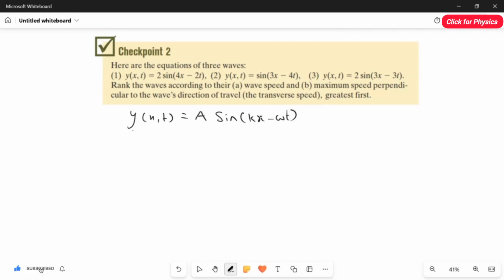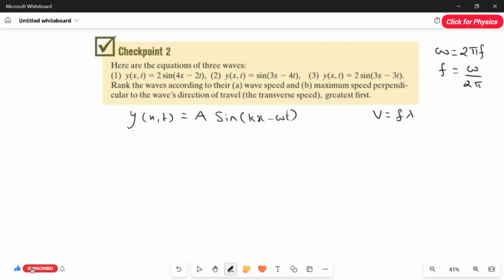Now we have to compare these three given equations with the general equation. So a represents the amplitude, k represents the angular wave number, and omega is the angular frequency. Using this wave equation, we can easily find the wave speed, because the wave speed formula is v equals frequency multiplied by lambda, and the frequency comes from omega, which equals 2 pi f. Therefore frequency equals omega over 2 pi.